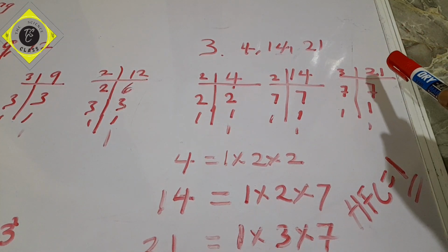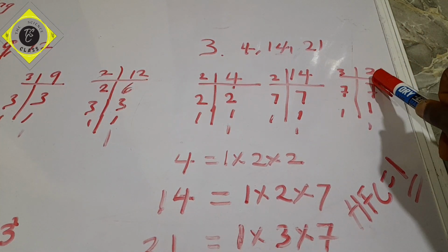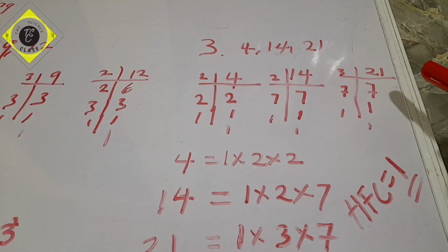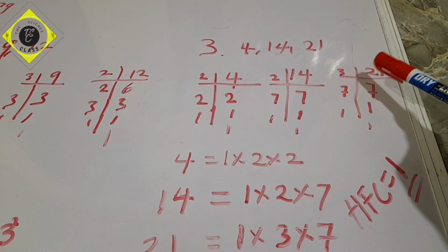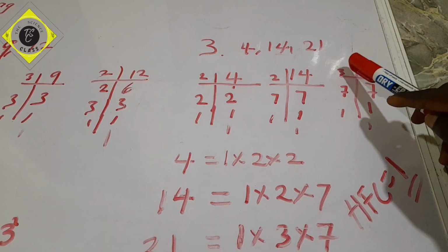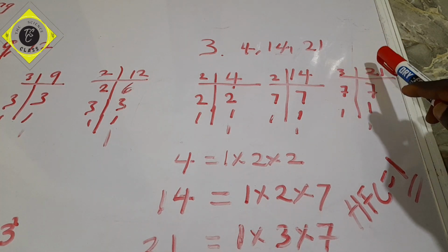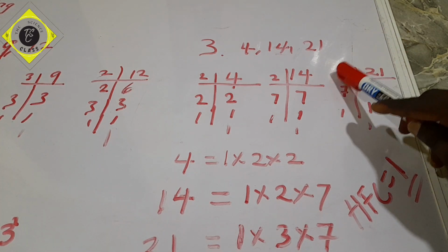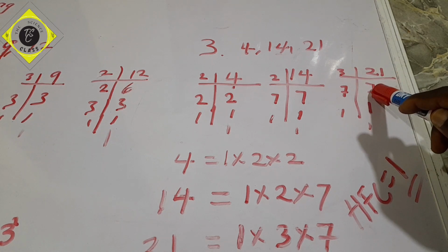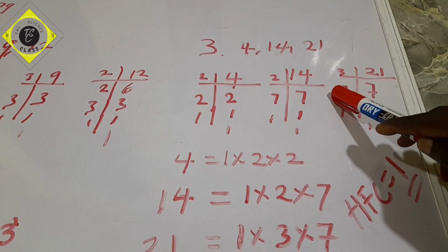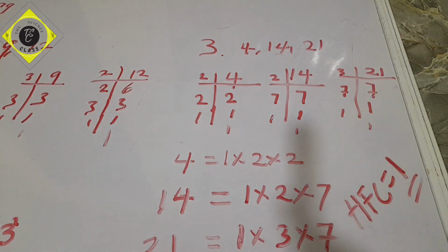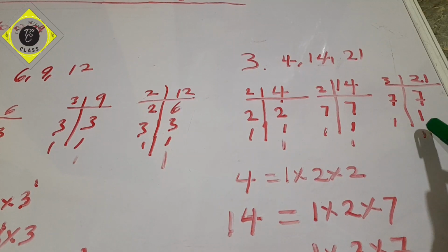Then the last one here is 21. 2 cannot go in 21, so we go to the next prime number, which is 3 rather. 21 divided by 3 gives us 7. The next prime number is 5. 5 cannot go in 7, so we move to 7. 7 divided by 7 gives us 1. 1 divided by 1 gives us 1.